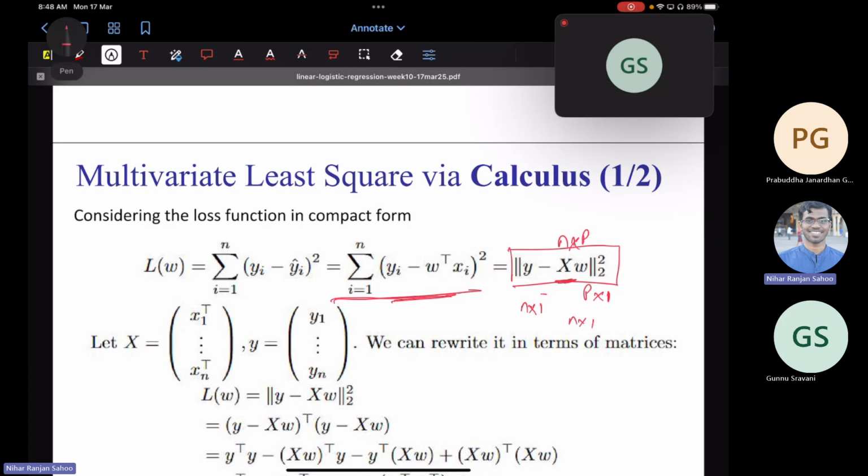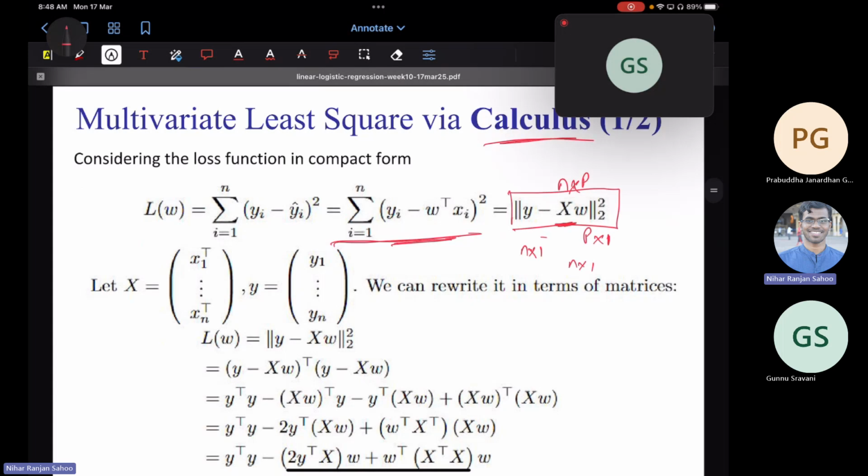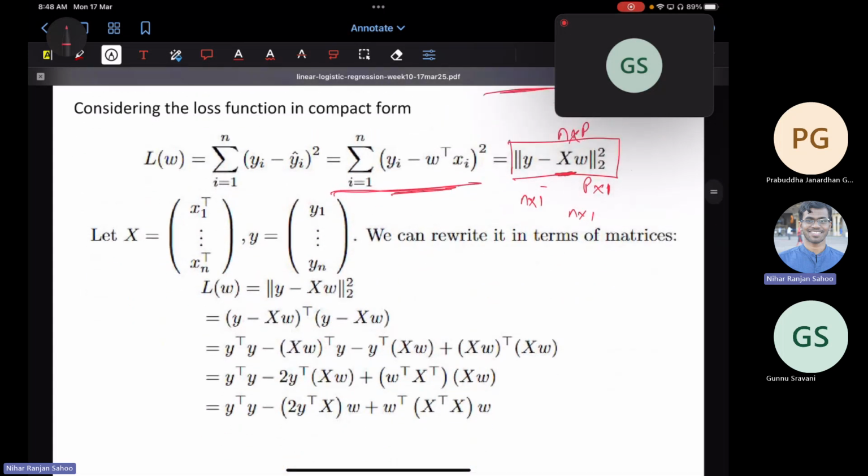So we have to do the partial derivative. But before doing the partial derivative, let's simplify. What is this? This is the square of the second norm. So what is the second norm? Let's say there is a vector V. What is the second norm?